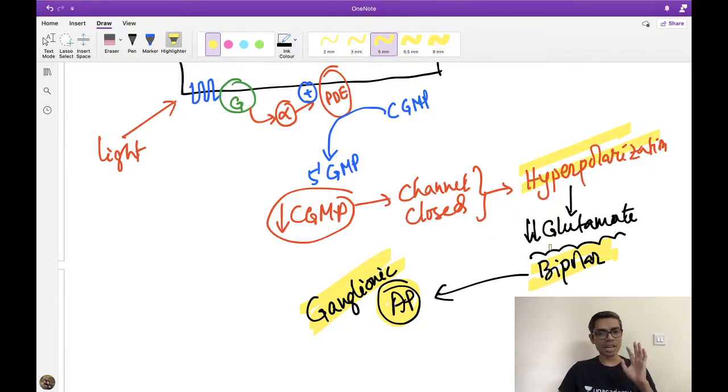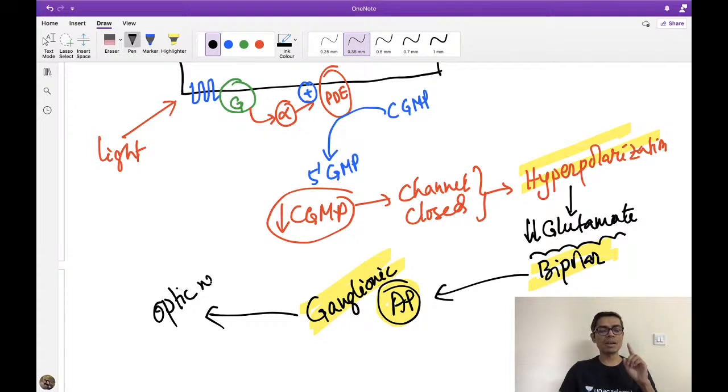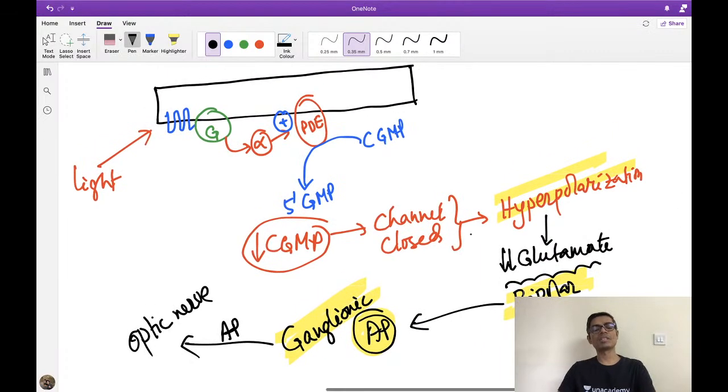They are not going to produce the action potential at all. It is only the ganglionic cell which is going to produce the action potential, and we all know that the axons of this ganglionic cell is nothing but my optic nerve. So the action potential will travel down this optic nerve. This is the complete mechanism by which phototransduction is occurring.